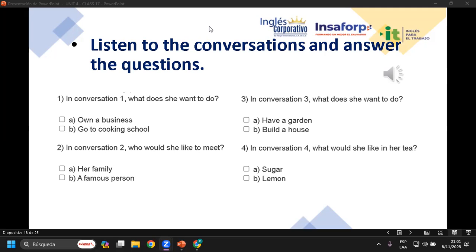Conversation three. Where would you like to live in the future? I'd like to live in the country. What would you do? I'd have a farm. Oh, that would be fun. Yeah, I want to grow my own food.